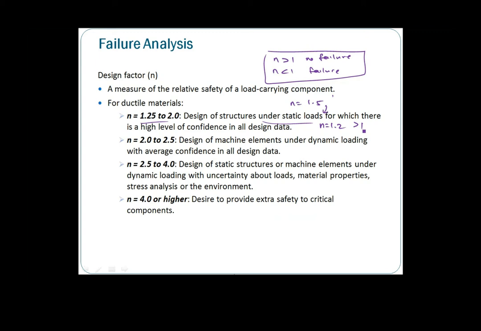Based on your analysis, it still shows that static failure is not likely to happen, but it doesn't fulfill your design criteria, which is that n has to be 1.25 to 2. So that is how you set it. In terms of analysis, failure is still not likely to happen, just that it doesn't fulfill your design criteria.